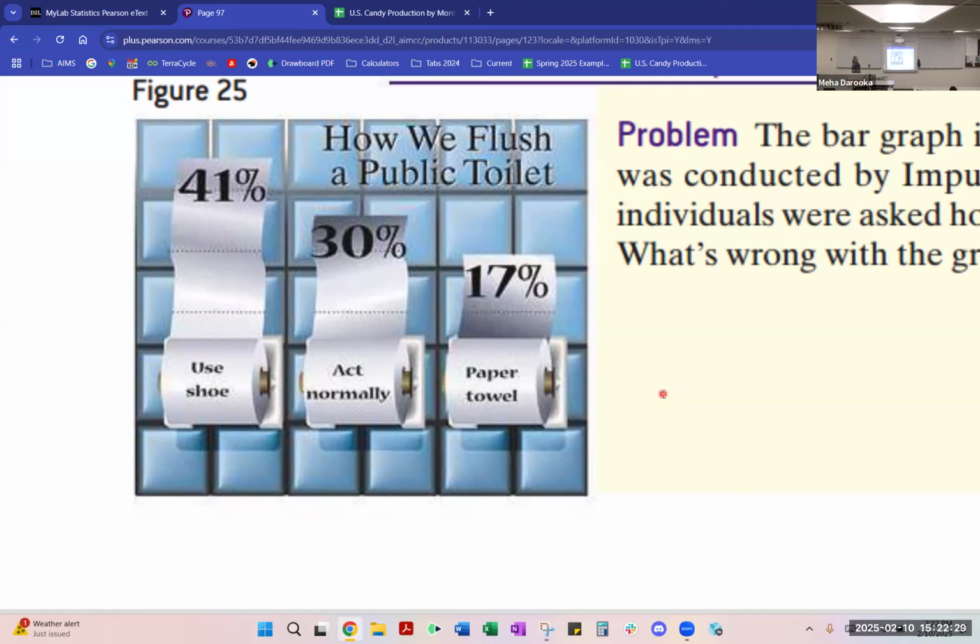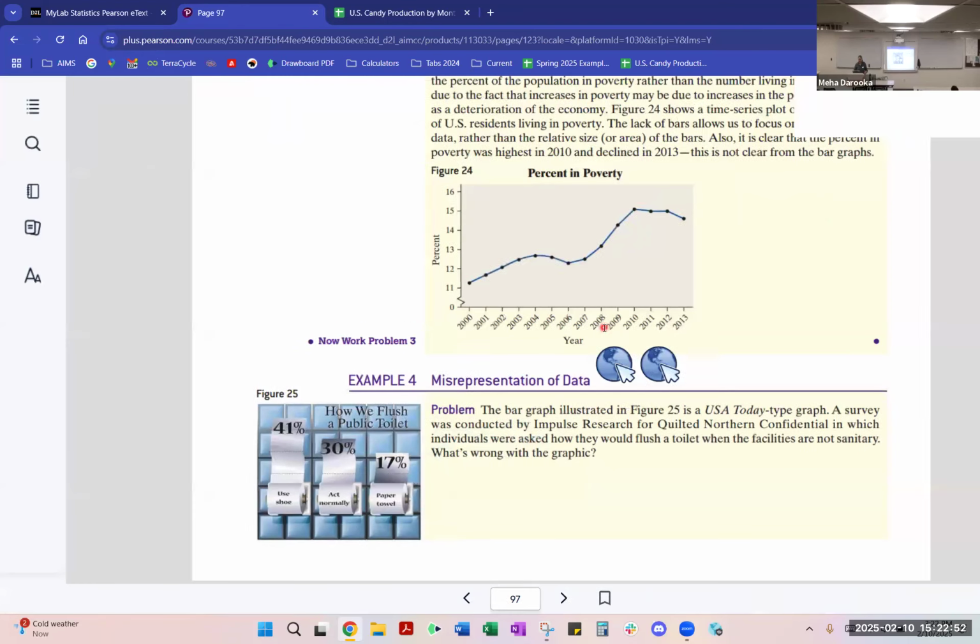Where's your eye going when you first look at this graph? The highest number? What else? The toilet paper, okay? I think there's everything wrong.